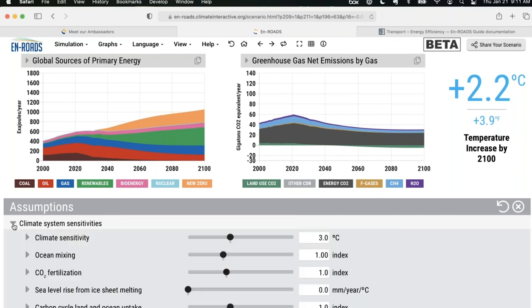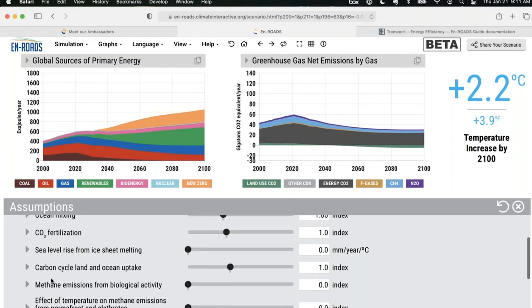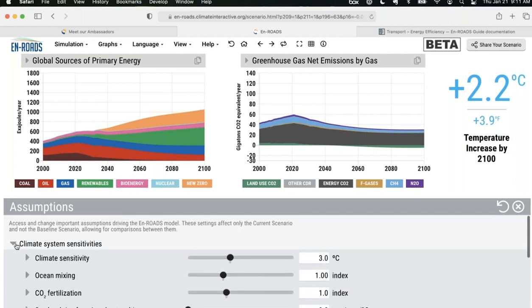For example, we can just click on climate system sensitivities. We can change the climate sensitivity. This is an area where there is ongoing research to really zero in on what it might be, and researchers have different viewpoints. When we double the amount of carbon, how much does temperature go up? Other things, like the methane emissions from biological activity, you can adjust as you see fit.